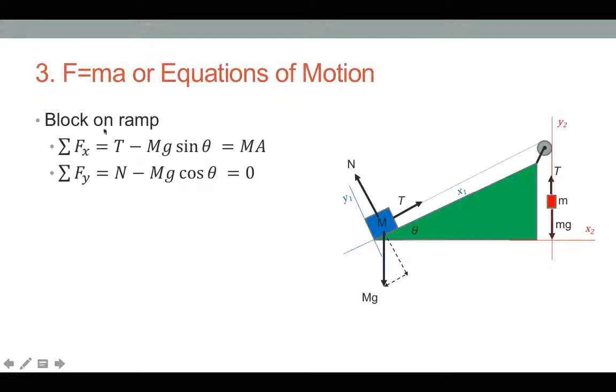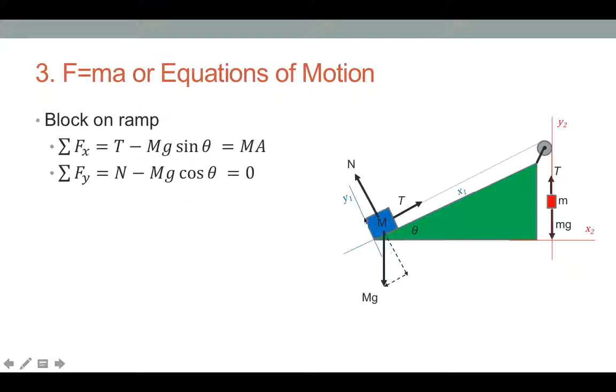Okay, for the block on the ramp, again, we're just reading these straight off the diagram. So we have, in the x direction, which is along the ramp, the tension minus one of the components of gravity. And remember, when we did the ramp, this right here is the angle theta. This right here is also the angle theta. So we have T minus mg sine theta. That equals the mass of this object times its acceleration. I'll call its acceleration capital A.